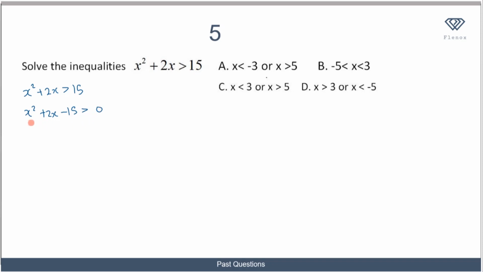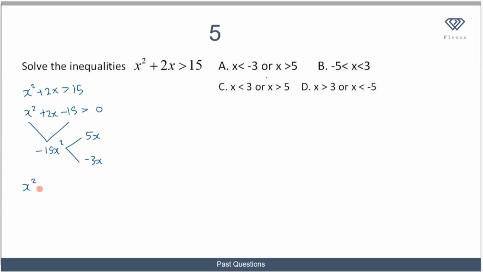So I have to factorize. And I factorize by multiplying this first term by the last term, which gives me minus 15x squared. Then I ask myself, what numbers would I multiply together to get minus 15x squared, such that when I add or subtract those two numbers, I'll get plus 2x? That is going to be 5x and minus 3x. 5x times minus 3x will give me minus 15x squared, while 5x plus minus 3x will give me 2x. So I replace 2x with this.